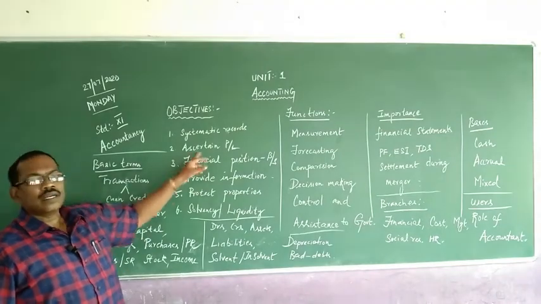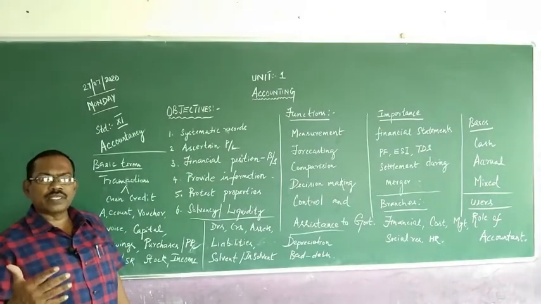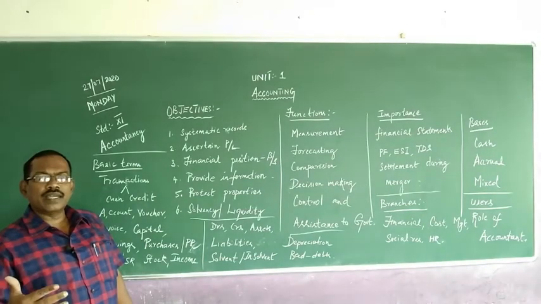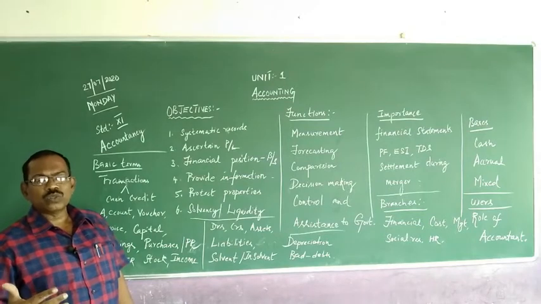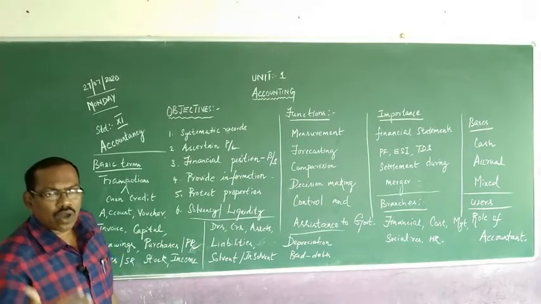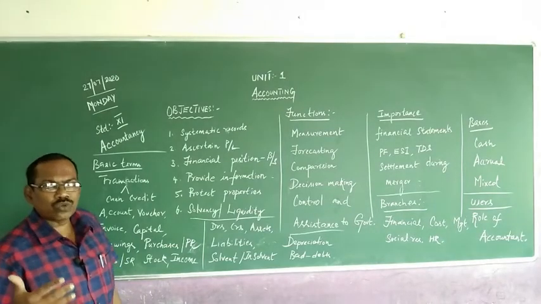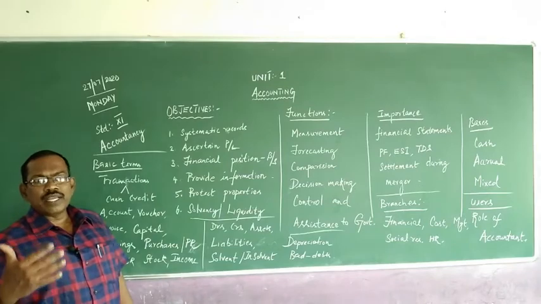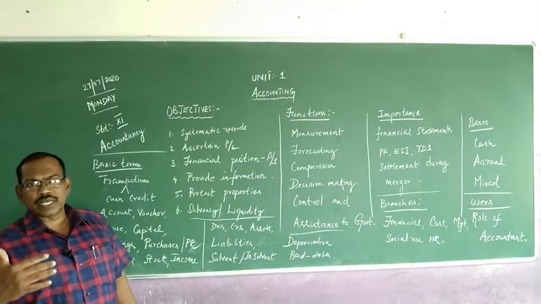After that, measurement. The primary object of any business is to ascertain whether they are ending up with profit or loss. So it helps in the ascertainment of profit or loss of a business concern. Accounting helps us to find out the profit or loss of a business concern.